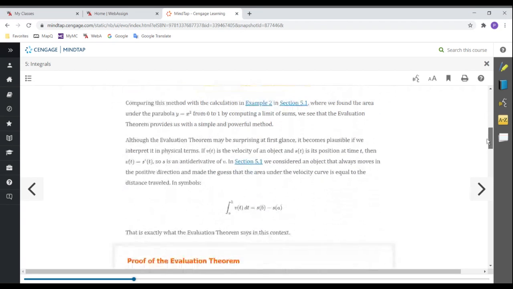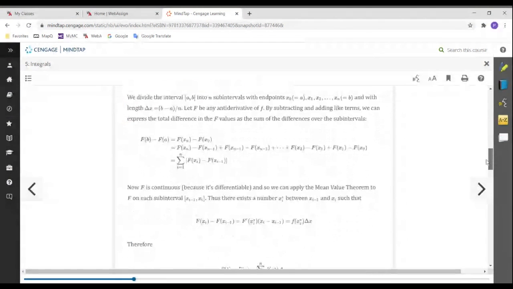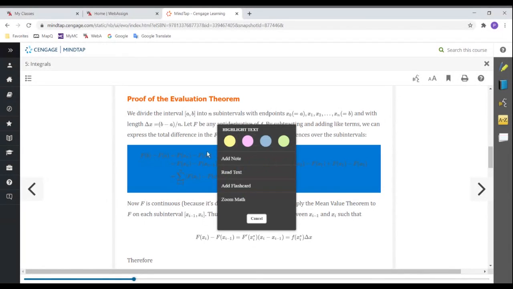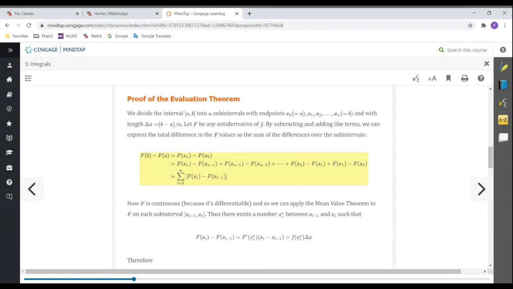So, how do we prove this lovely theorem? The proof's really quite simple. What they do is they take the difference of the antiderivatives of our function at b and a, and they express it as what's called a telescoping sum. Now this proof, I'm just going to go through rather quickly. I'm not expecting you to be able to prove the evaluation theorem, but I just want you to have a little feel of why the evaluation theorem is true.